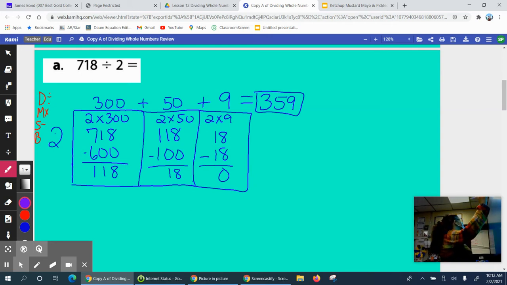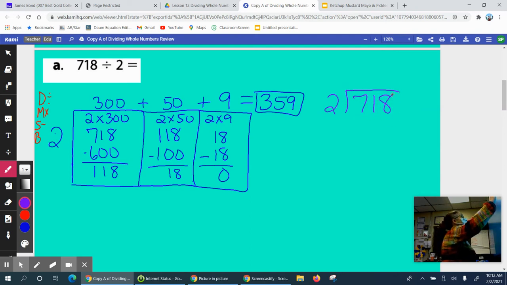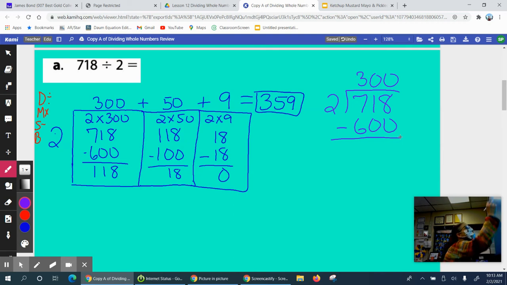Partial quotients. Here is 2 into 718. 2 times what is going to give us close to 700? Well, the closest I can get would be 300. 2 times 300 would be 600. I'm still using the same steps. First I divide, then I multiply, then I subtract.